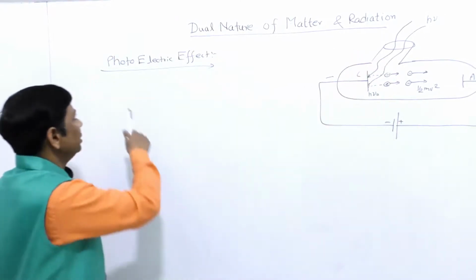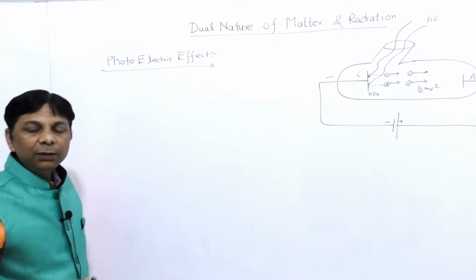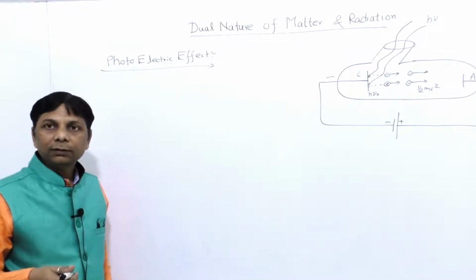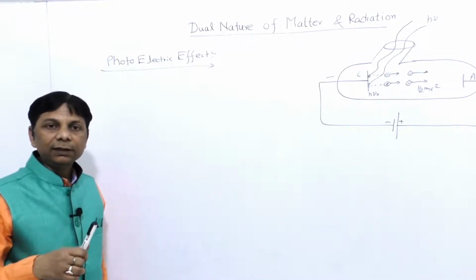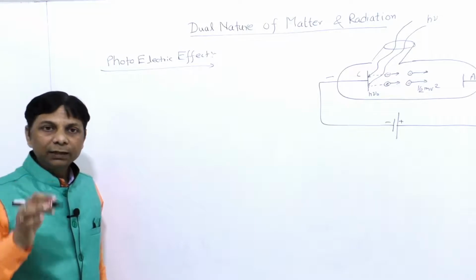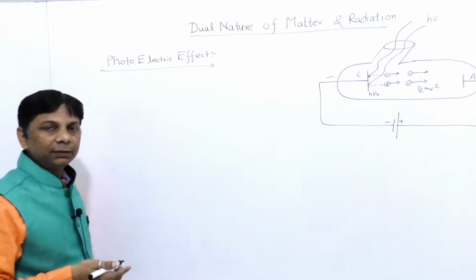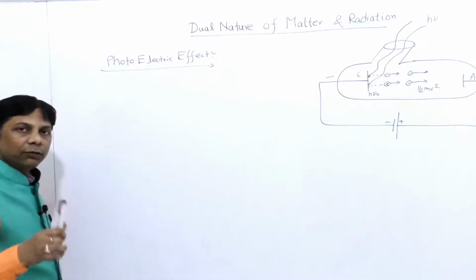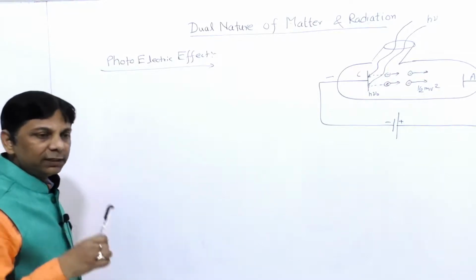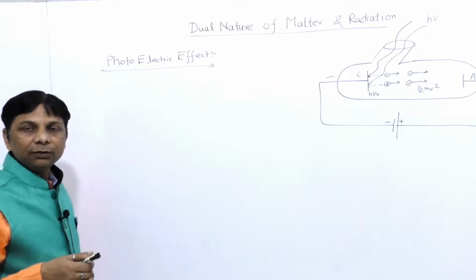The photoelectric effect means the emission of photoelectrons when incident light falls on a metal plate, generally a cesium plate, because its work function is very small with respect to other metallic oxides.